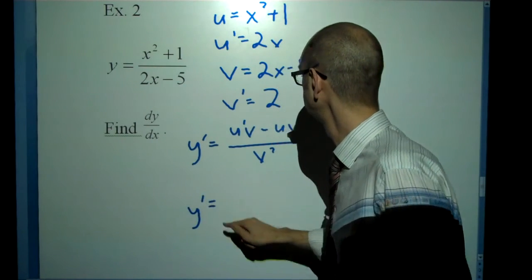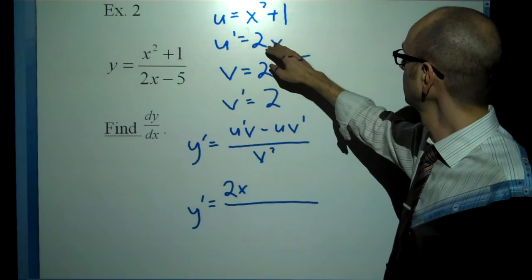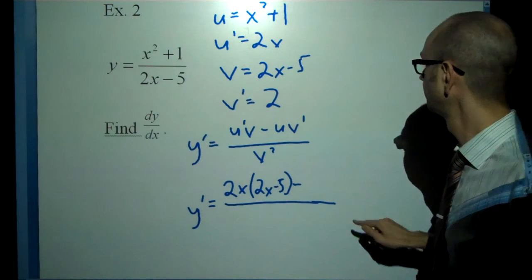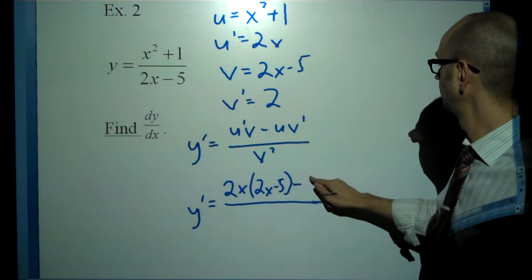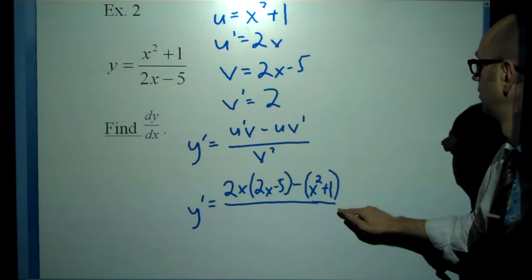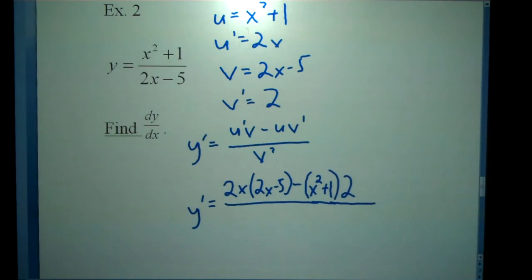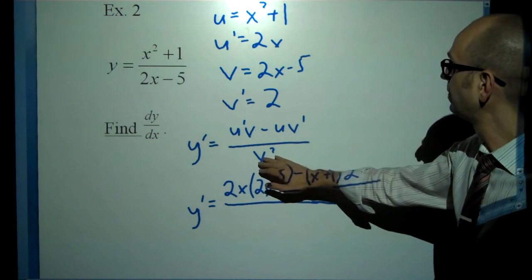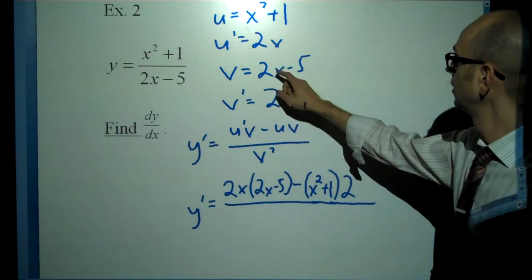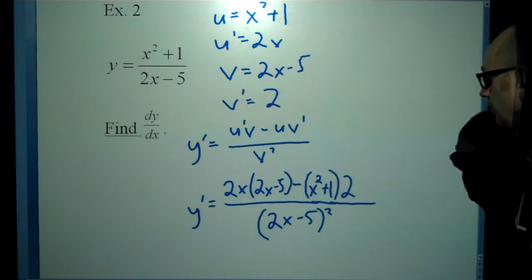Let's start doing some substitution. We've got u prime, which is 2x, times v, which is 2x minus 5, minus our u, which is x squared plus 1, times our v prime, which is 2. I wish I'd left some space. I could have put the 2 in front there, but now we divide it by v squared. And v is 2x minus 5. Square that as such.